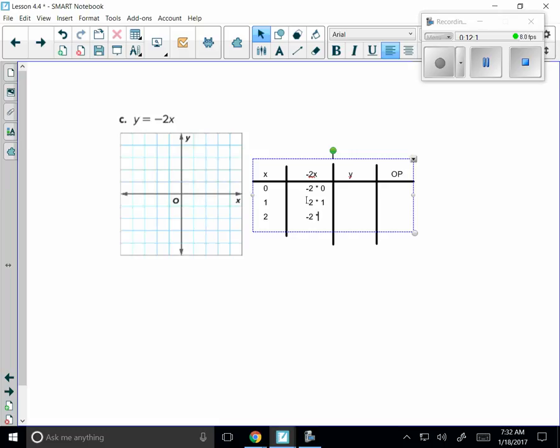Where did I get all of these numbers right here? All of my x values. So this first one, negative 2 times 0, gives me 0. Negative 2 times a positive 1 gives me negative 2. Negative 2 times positive 2 gives me negative 4. My OP, or ordered pairs, for this first one is 0, comma 0, which is a special point we know is the origin. Next I have 1, comma, negative 2. And then the last one I have is 2, comma, negative 4.